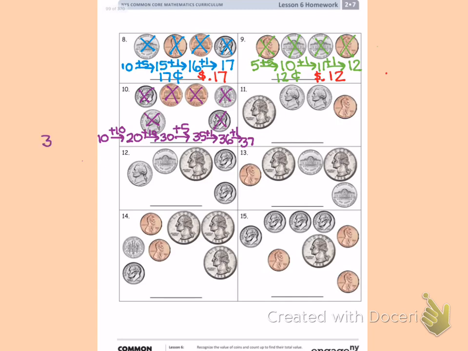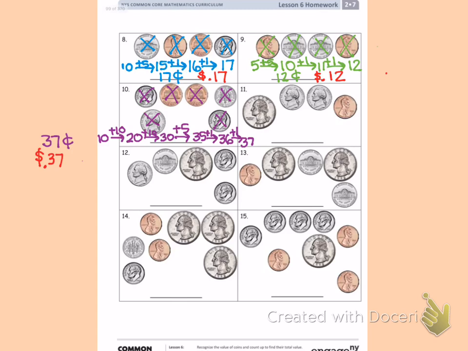It is written like this, but I know that if I wanted to use a dollar sign, it would be written with a dollar sign, a decimal, a 3, and a 7. We never use a dollar sign and a cent sign together. We use one or the other. Okay, let's do one more together.